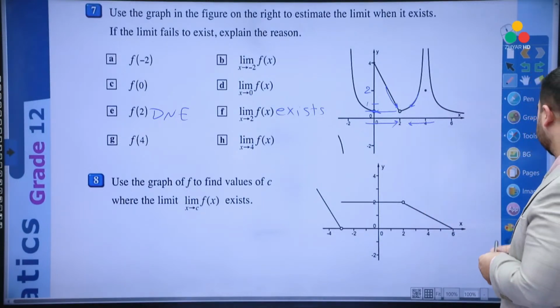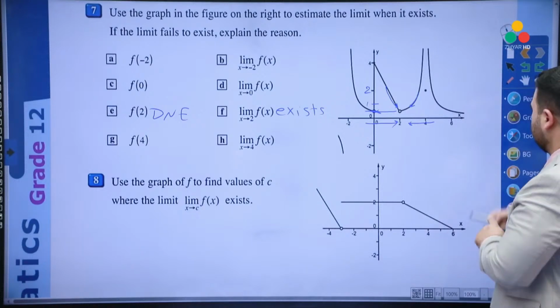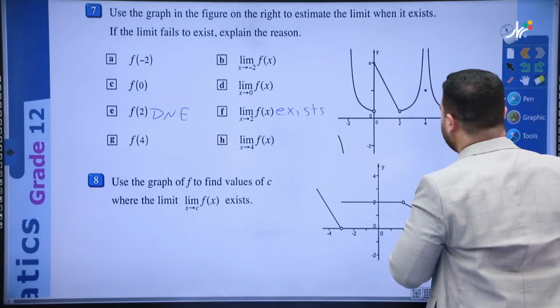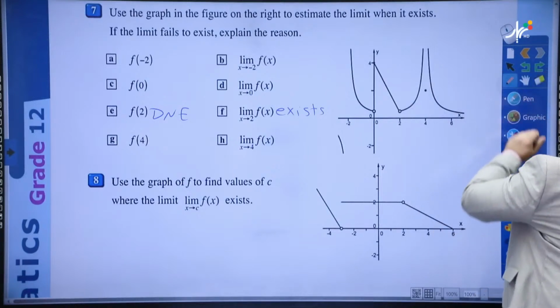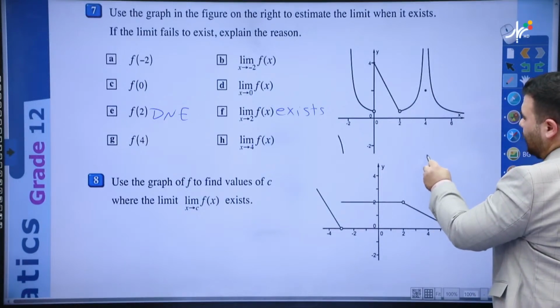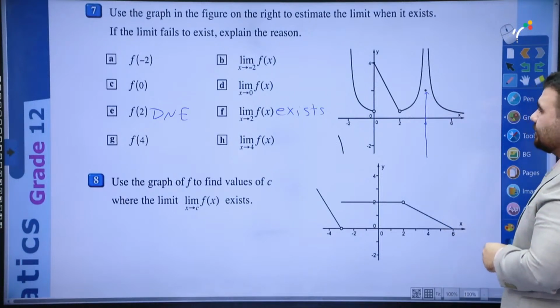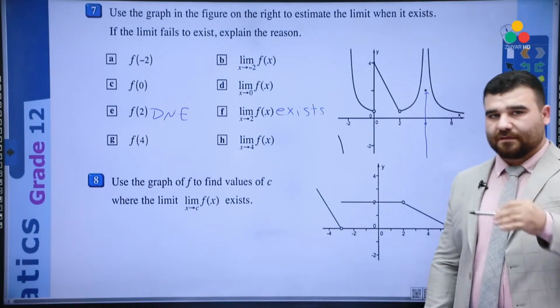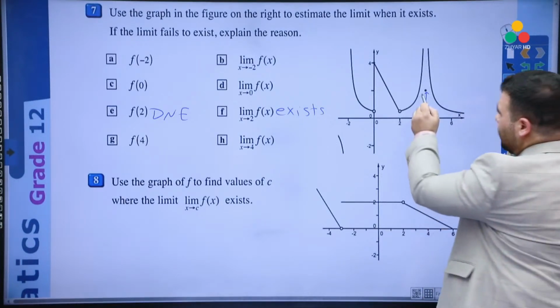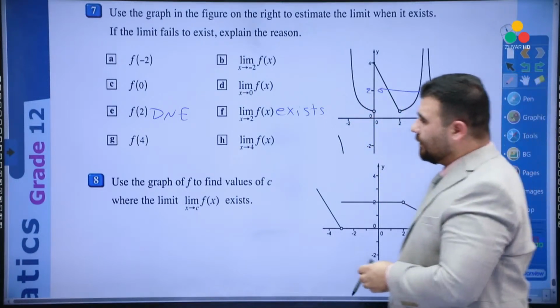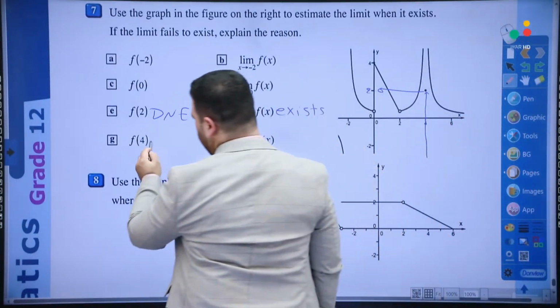F of 4. In front of 4, there is only one point. This is the graph at 4. The point is closed, so it's f of 4. F of 4 is this. This is 2. So f of 4 is equal to 2.